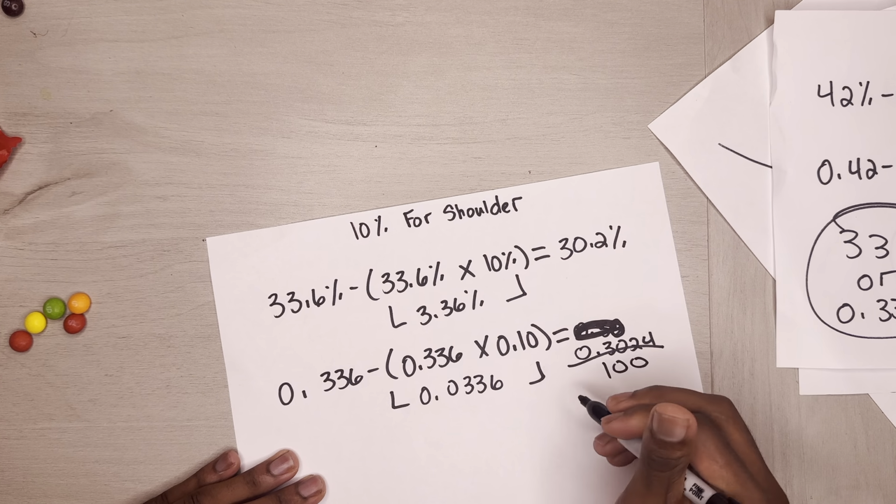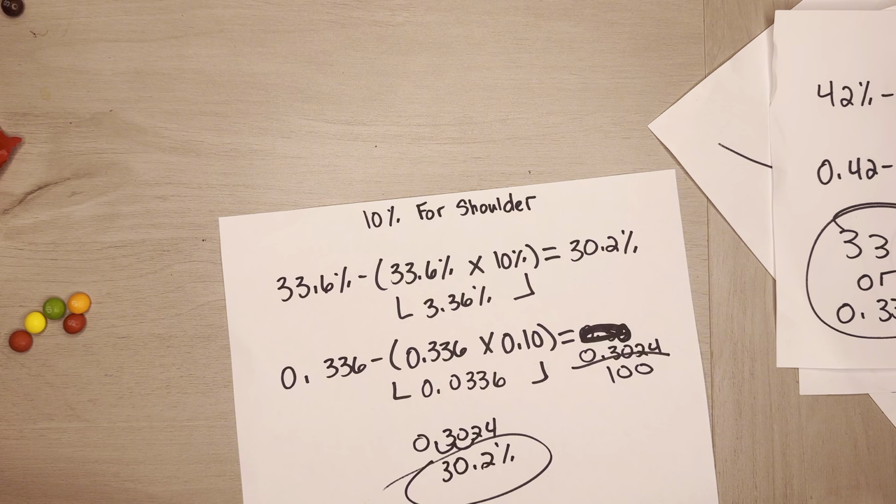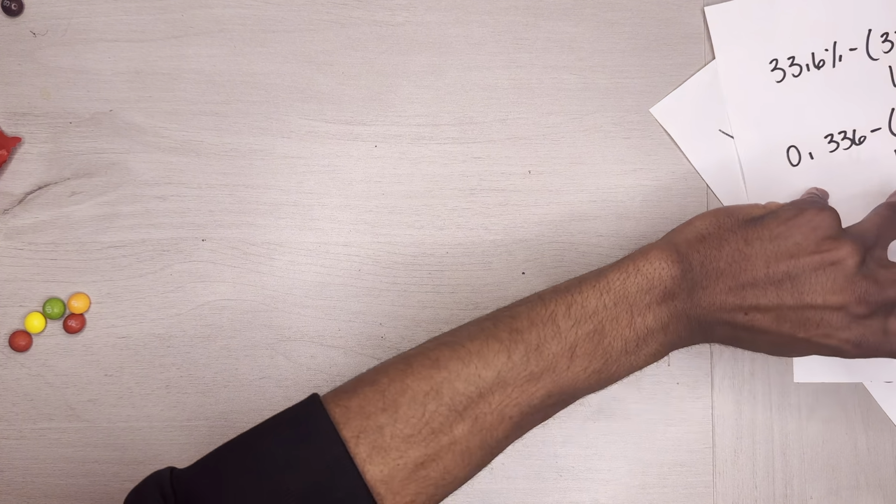And just like this, put that over 100. Obviously, when you have 0.3024, you move the decimal two places. That gives you 30.2%, right? So now, if you want to take this new base, which is 30.2%, and find out what your total VA calculation is going to be, here's how you're going to do that.